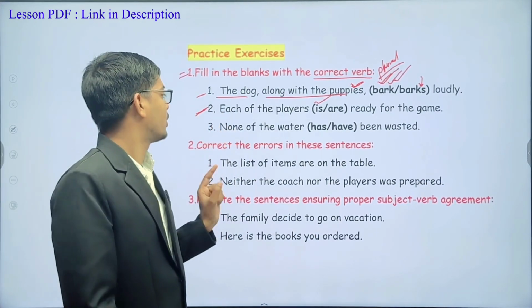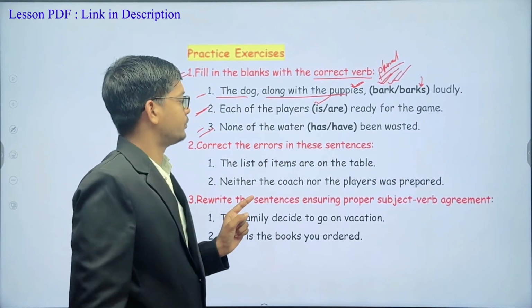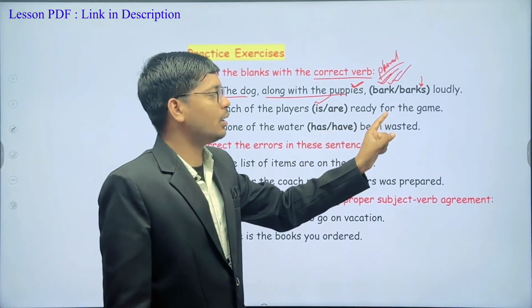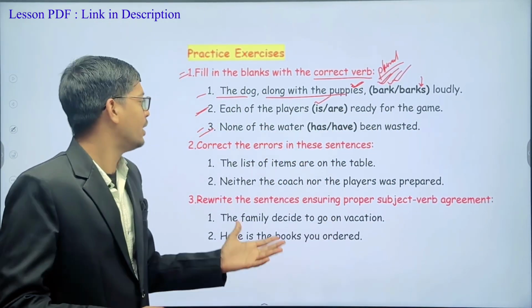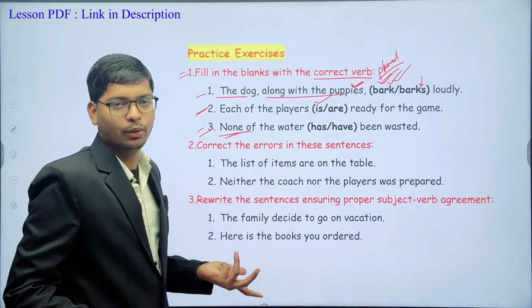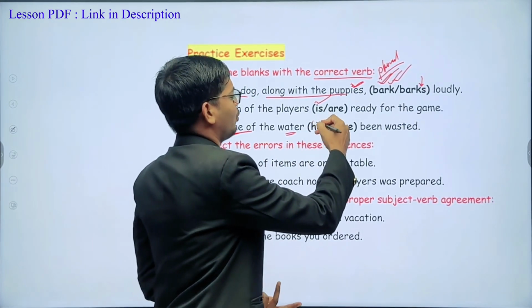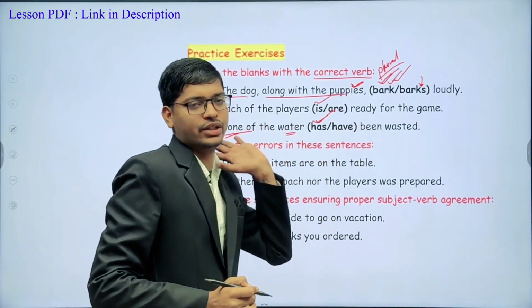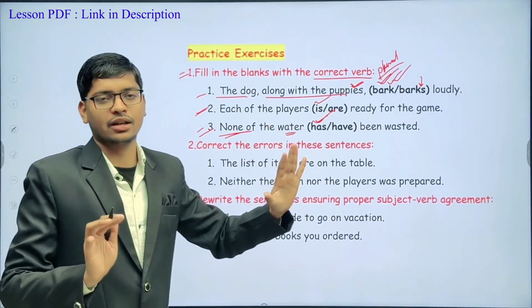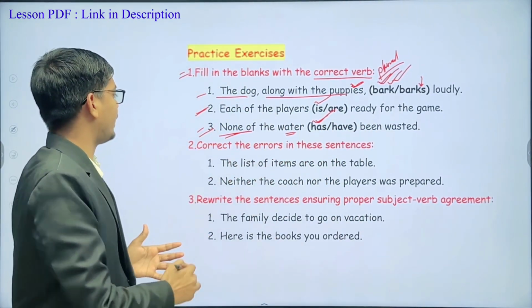Next, none of the water is being wasted. This is very simple. None of the water, and water is uncountable, so we have to use only a singular verb. A singular verb: has been wasted. Has is correct here. Let's see our next question.